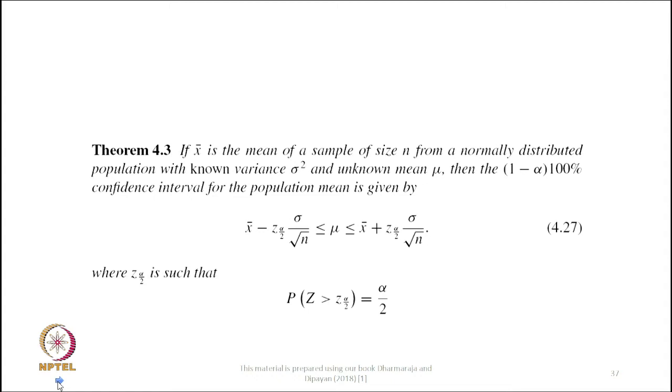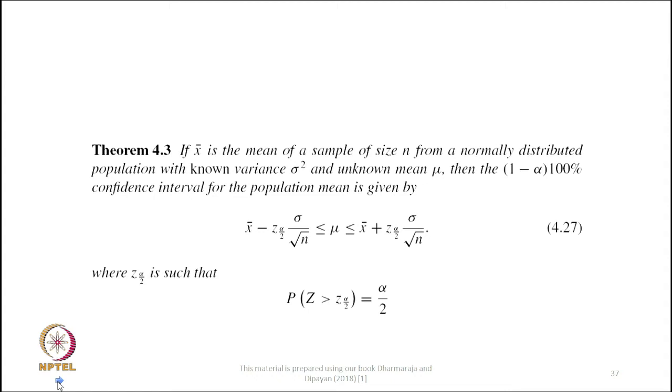Whatever is written here, x bar is the sample mean and sigma square is the population variance. So, sigma is the standard deviation of the population and n is the sample size, and there is another notation which is used, z of alpha by 2. That means the point at which the right tail probability of a standard normal distribution is alpha by 2. We denote that point by z alpha by 2.